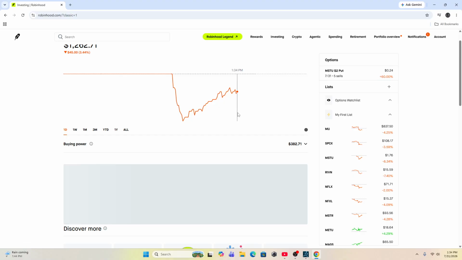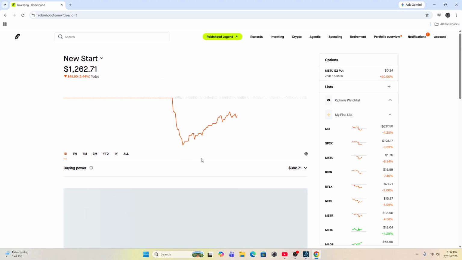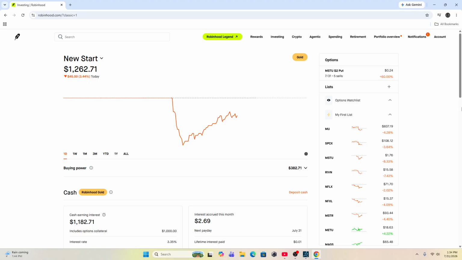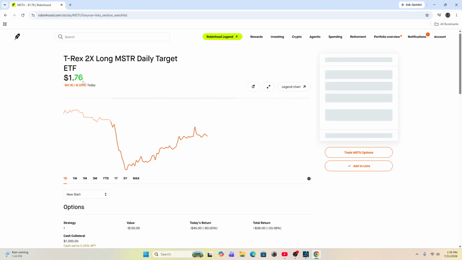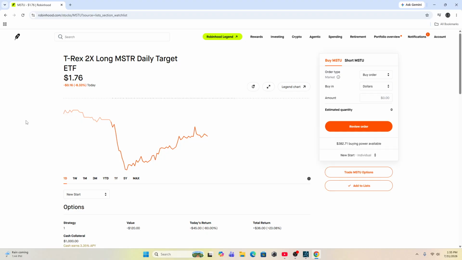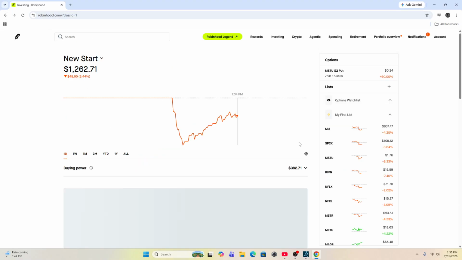Go to here. Oh, what was I looking for? MSTU. Currently on MSTU, it is $1.76, which is 24 cents. That's what I wanted to look at there. It was just 24 cents, which is what they're asking for. So they're asking for right on the money.